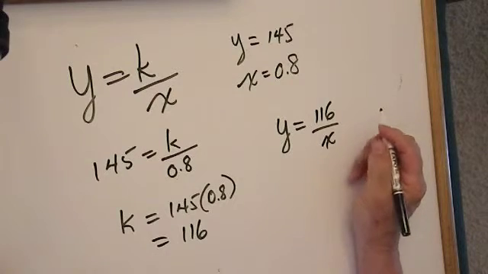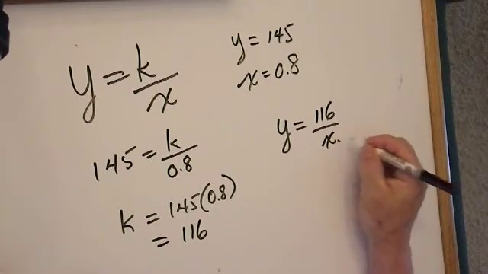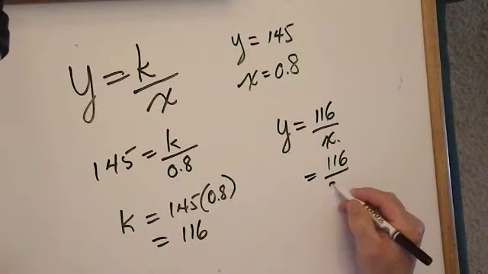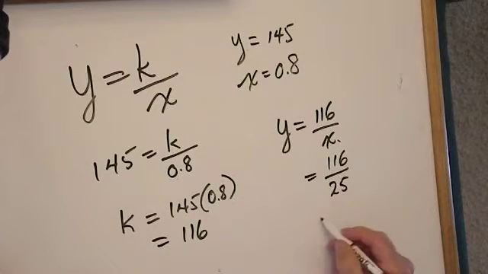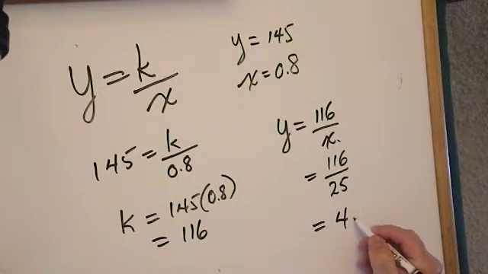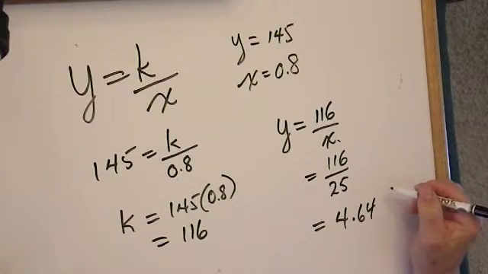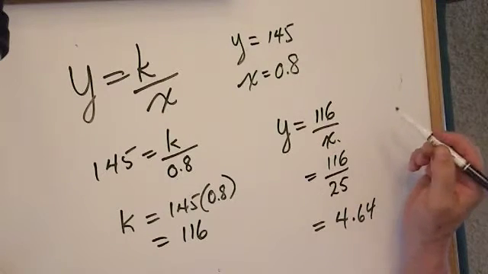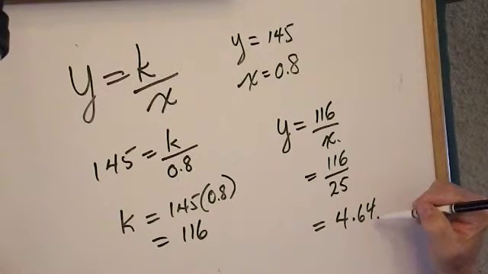Now, as they asked in this one, find the value of y when x is equal to 25. So if x is equal to 25, we just substitute here, and we get 116 over 25. That doesn't divide in evenly, but it does go in 4.64 times if you divide it out by longhand. So we have the answer that when x is 25, y is 4.64.